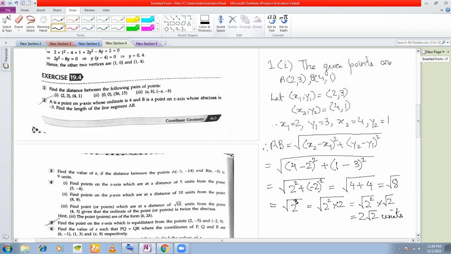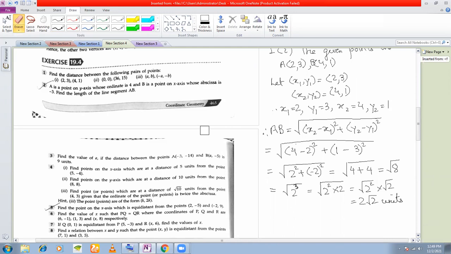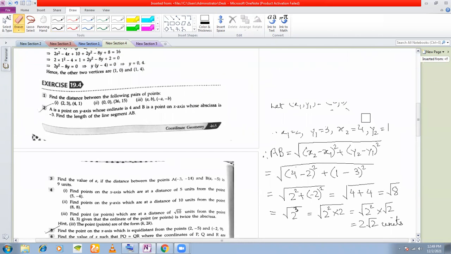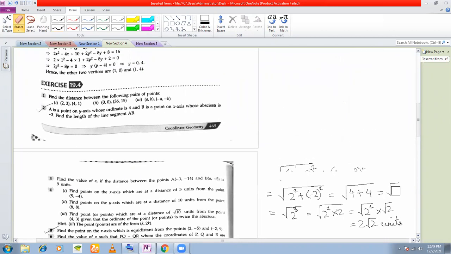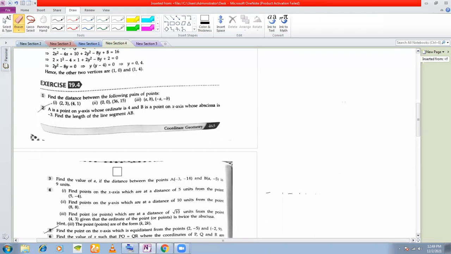Let us see the next question. Any question here on the formula? No, sir. Okay, let's see number 2. If you see question number 2, it states A is a point on the y-axis whose ordinate is 4. Okay, and B is a point on the x-axis whose abscissa is -3. Find the length of the line segment AB.